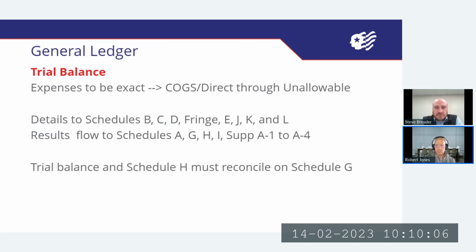So I know it's a lot of information to digest. Some of you, again, might already be familiar with the incurred cost proposal. But when you see the flow chart I've got in a little bit, I think it'll begin to make sense. And again, we can walk through it in a little more detail. One of the important things to note here is that your trial balance and Schedule H must reconcile on Schedule G. And that's also going to tie in when we get to the job costing information here on the next slide.